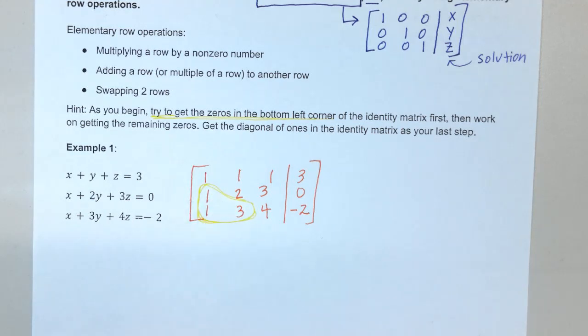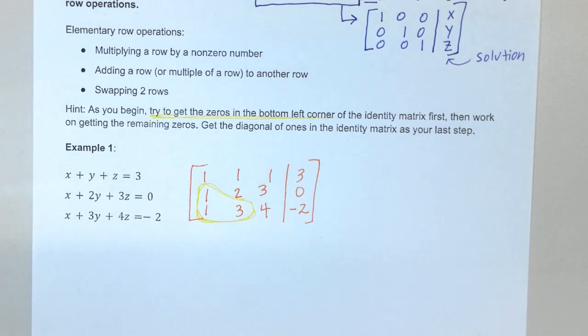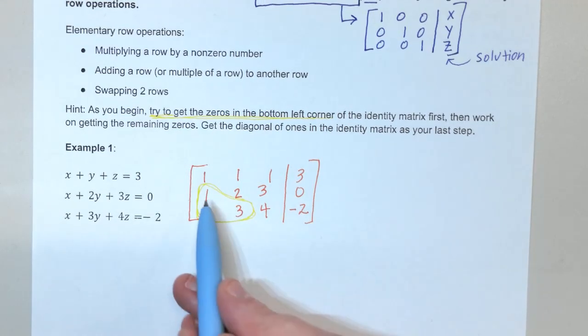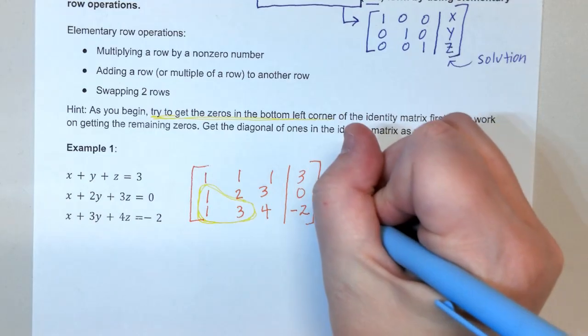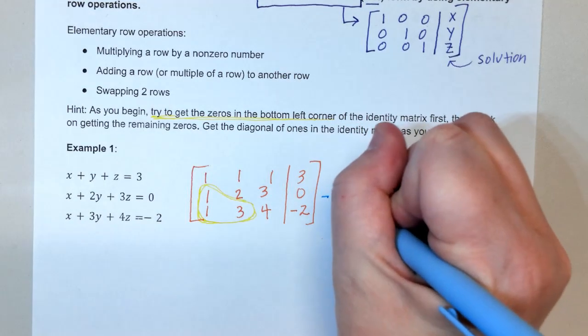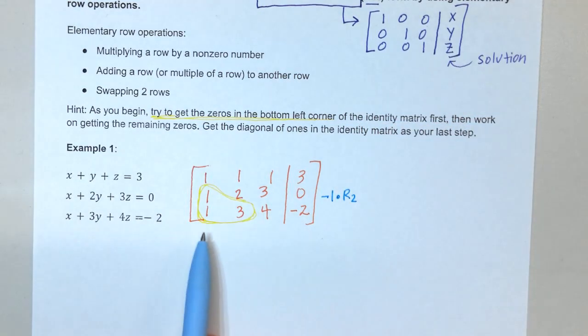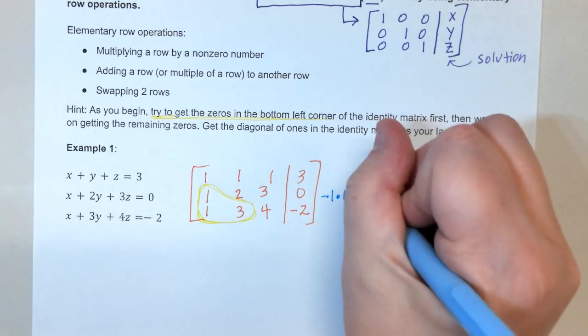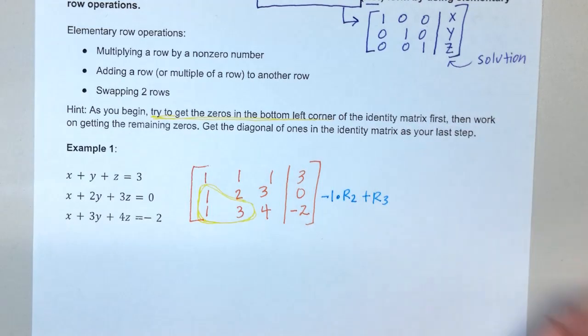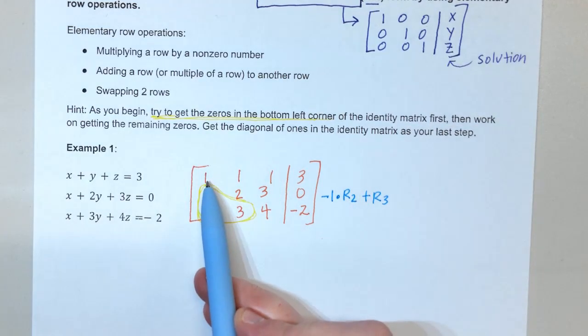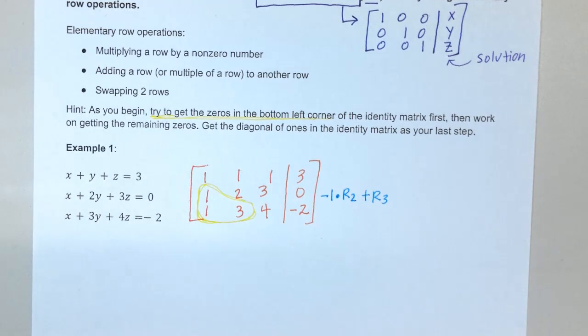What would I need to add it with or multiply by? Okay, which row? You want to multiply this row by a -1. Okay, so -1 times row 2. What do you want to add it with? Row 3, okay. Could we have also chosen to add it with row 1? Yes. Okay, so the path you take on a problem might be different than someone else's.